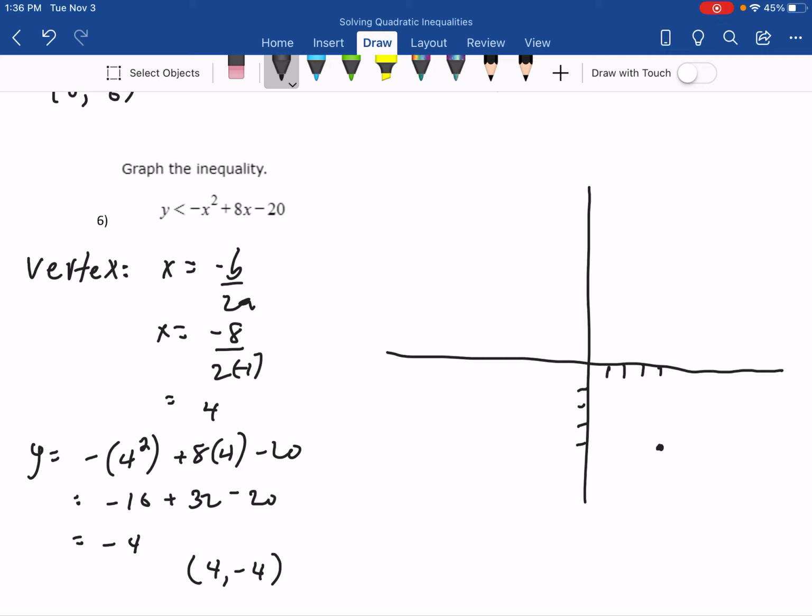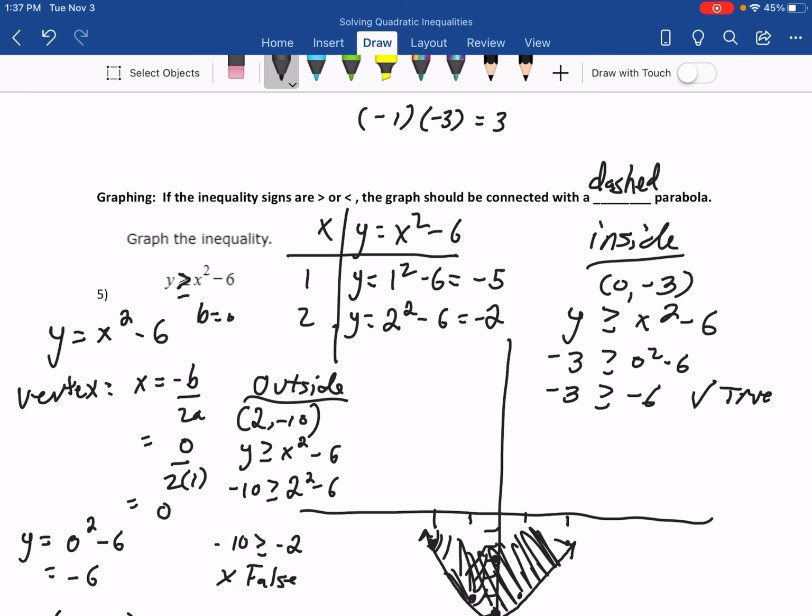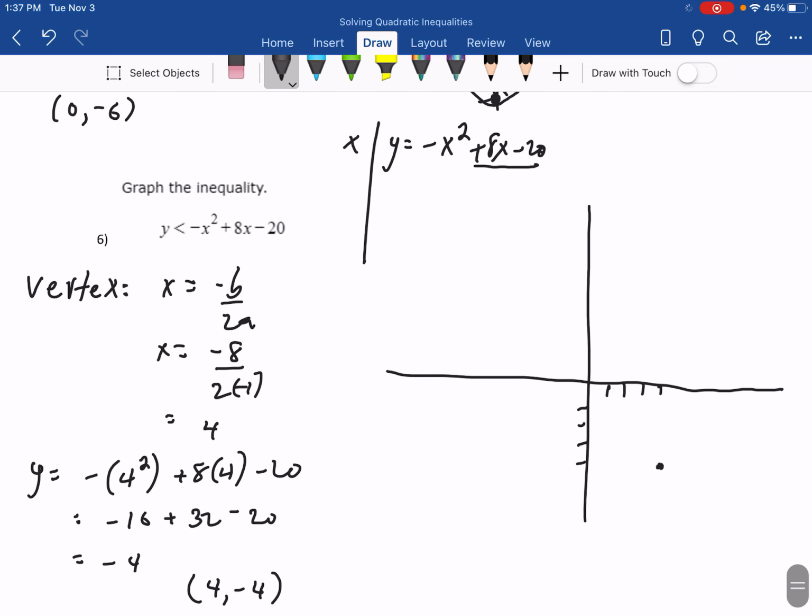Now we can get some points to the right and then get points to the left using symmetry. We'll make a t-table. Okay, 1 point, 1 unit to the right of the vertex. Remember we're talking about x values is at 5. So y equals negative 5 squared plus 8 times 5 minus 20. So 5 squared, 25, negative 25 plus 40, positive 15 minus 20, which is negative 5. So we have 5, negative 5 over there.